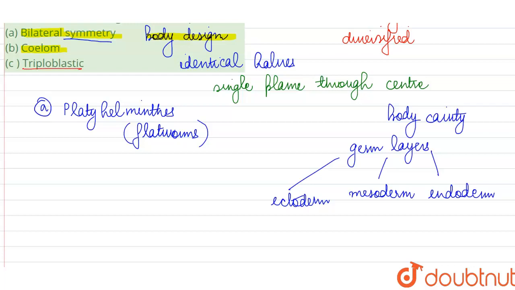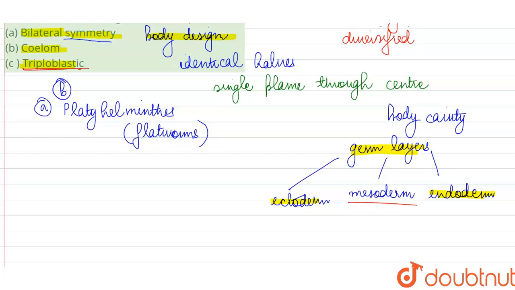So the third term that is given over here is again related to the embryonic layers, the germ layers, because some animals have only ectoderm and endoderm, we call them diploblastic. But in our Platyhelminthes phylum, again we are going to see for the first time in our animal kingdom a triploblastic body, that is, they have mesoderm.